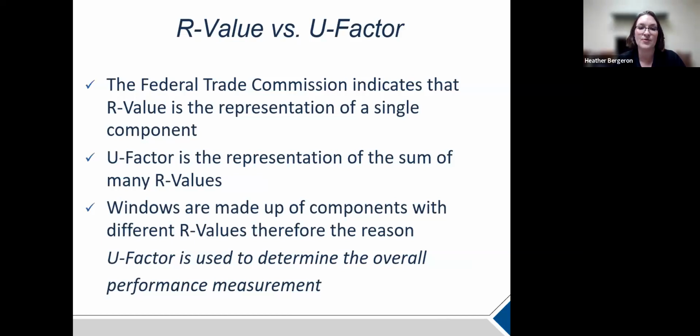The U factor is the representation of the sum of many different R values, which is technically the total for one particular unit. So it's all of those items combined. That's where the U factor comes into play. Windows are made up of different components with different R values. Therefore, U factor is used to determine the overall performance measurements.